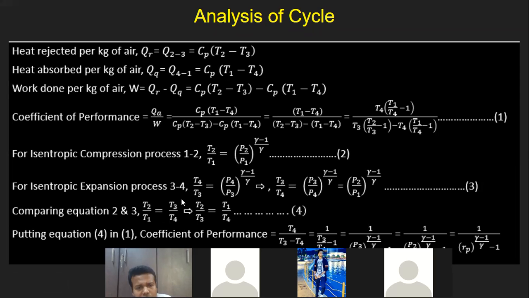Let us rearrange it. Let us bring T3 to the left hand side, so it will come in the denominator, and bring T1 to the right hand side, so it will come in the numerator. This equation and that equation are one and the same; it's just a rearrangement of the temperatures. T3 I am bringing below the T2, and T1 I am bringing above the T4.